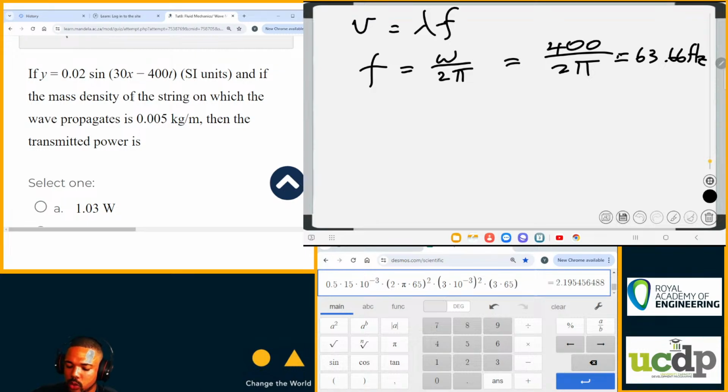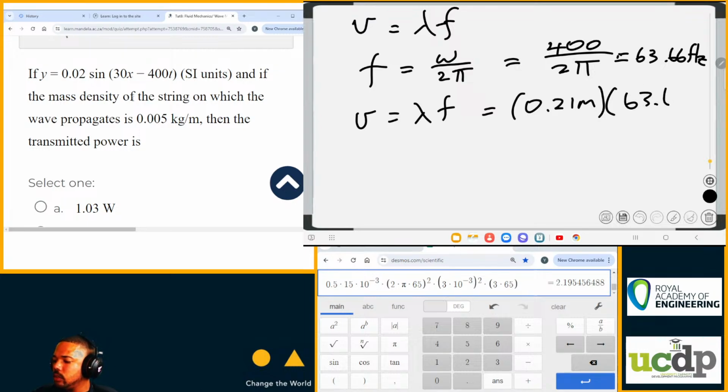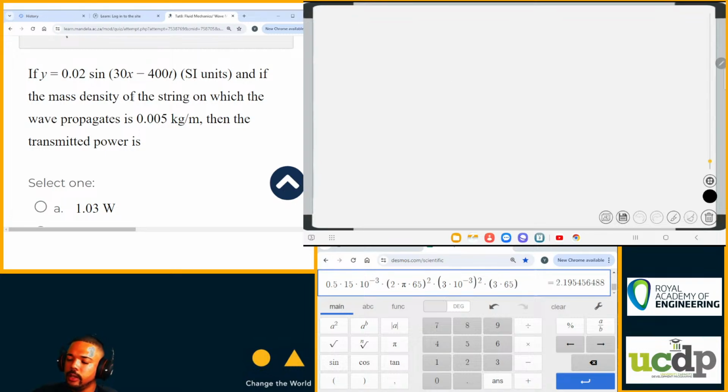So we have the wavelength, we've worked it out, it's pi over 15, about 0.21 meters. So speed is lambda times frequency. Lambda we worked out was 0.21 meters. The frequency is 63.66 hertz, or per second. And that gives us a speed of 13.37 meters per second. So we have everything now.